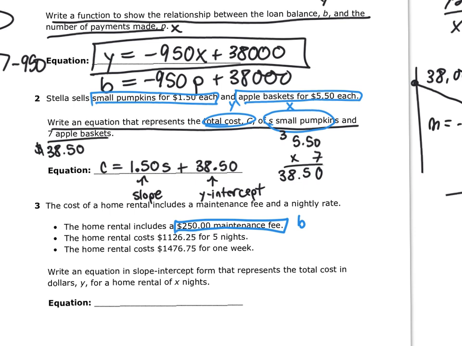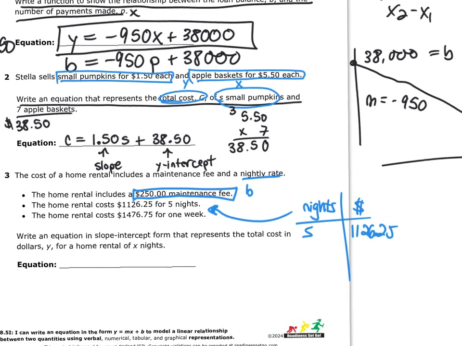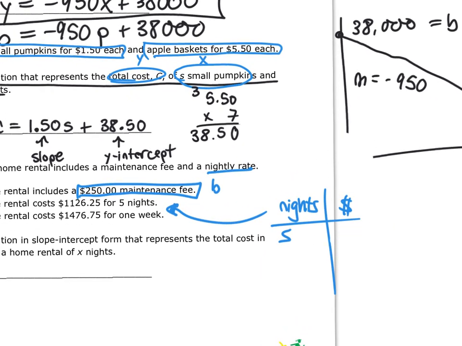Now, it doesn't directly tell me what my nightly cost is. I know there is one nightly rate, and I have 2 pieces of information here about that rate. So I am going to create a table based on these points right here. When in doubt, make a table. So let's have our nights and then our dollars. We know that 5 nights costs $1,126.25. Okay. And then I know that a week costs $1,476.75. So here's the question. How many nights are in a week? 7. Great. So now I have a table.